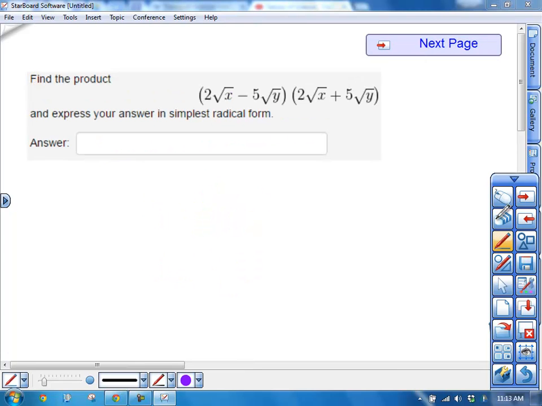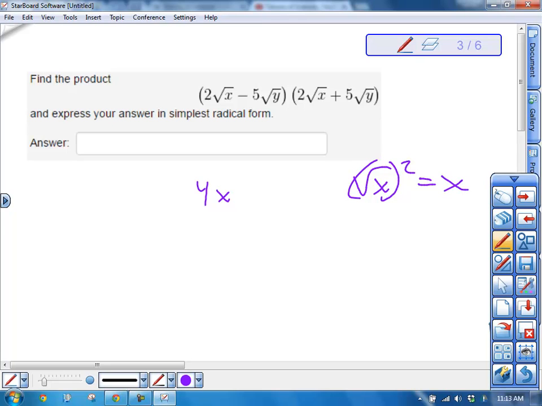All right, next problem then. It wants you to multiply this out. So first times first gives you 4x, because the square root of x times the square root of x is the square root of x squared, which is just x. All right. Now, middle terms are going to cancel. Anytime you have the same thing but a different sign, middle terms will always cancel. So I do last times last, which is negative 25y. That's what we enter in.